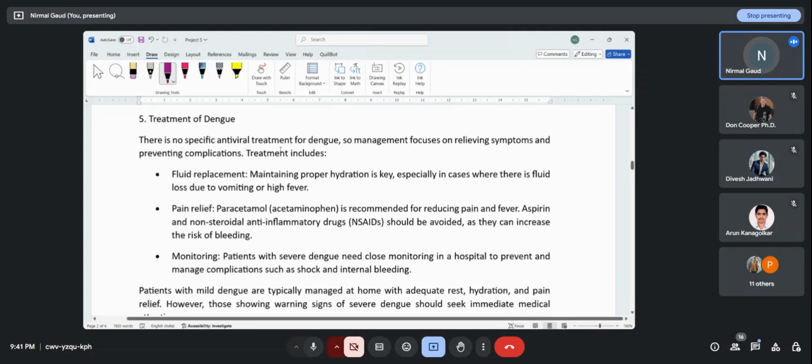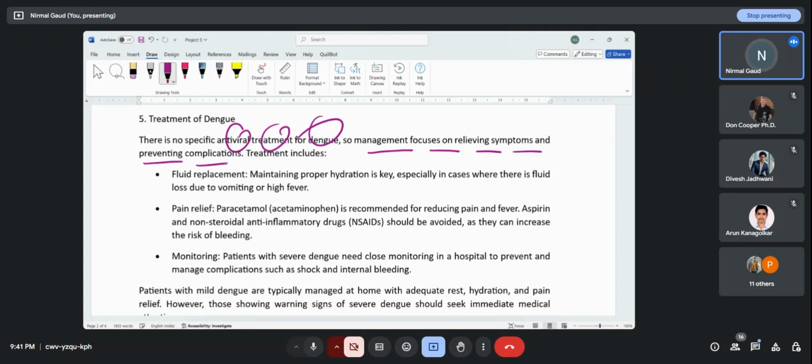Okay, what could be the treatment? There is no specific antiviral treatment for dengue. So management focuses on relieving symptoms and preventing complications. Treatment includes fluid replacement, maintaining proper hydration, pain relief like paracetamol and so on, and monitoring the patient. So that's why dengue patients are kept separate from normal patients, just to avoid transmission.